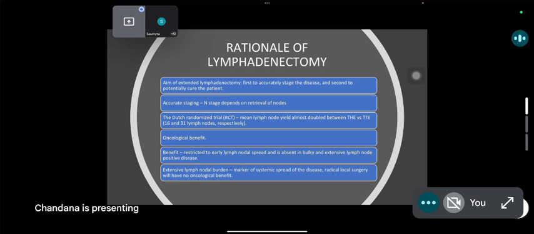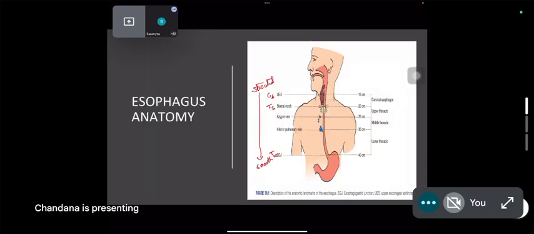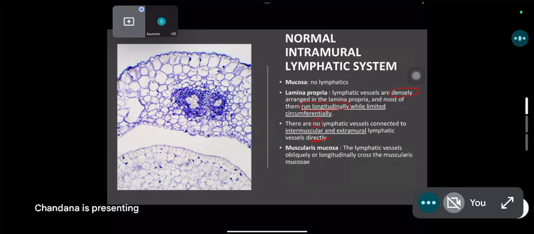With extensive lymph node burden, it's a marker of systemic spread of the disease, so radical local surgery will not have any oncological benefit. Coming to short anatomy, I think all of you know the upper thoracic, middle thoracic, and lower thoracic esophagus.